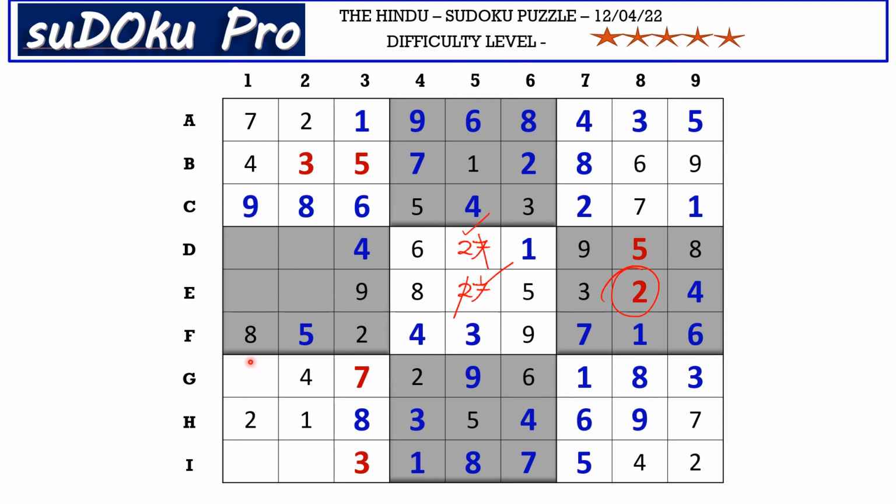Let's try to fill this 7th block. There is a 9 here which blocks these 2 cells. So 9 goes here in I2. Now the missing numbers in this block are 5 and 6. There is a 5 here. So I1 takes 6 and G1 takes 5.